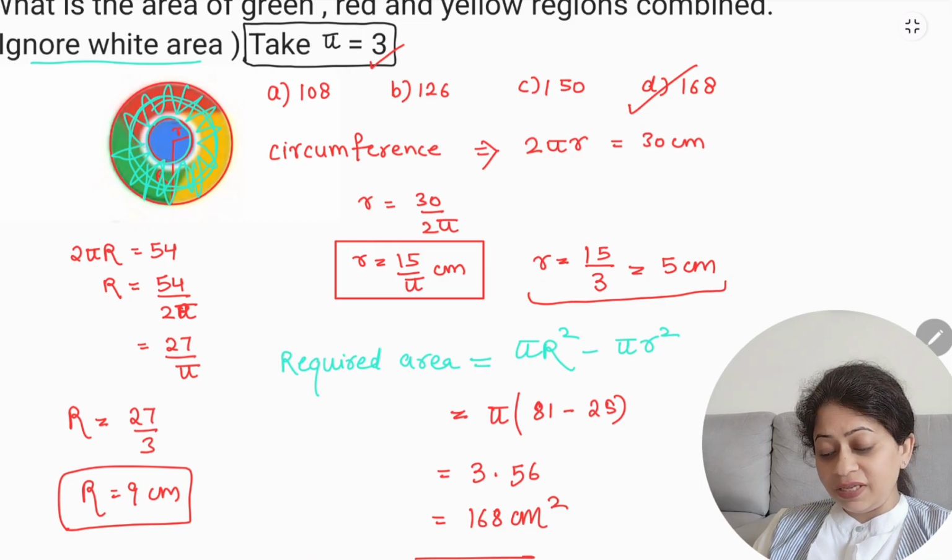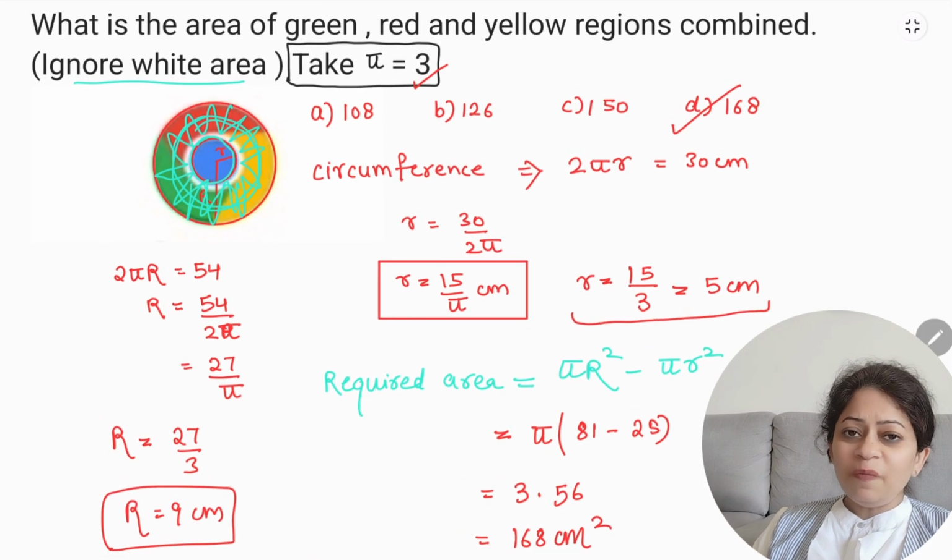This is the area of this ring, right? So I hope you understood this.